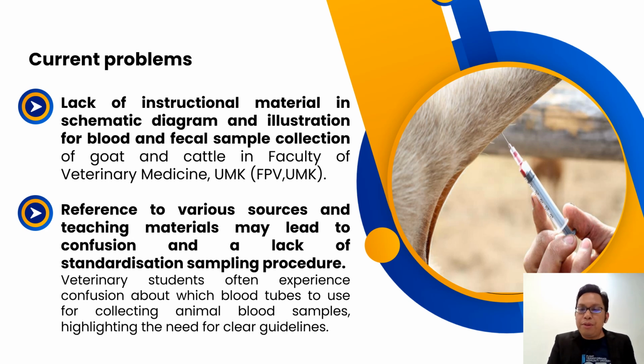What are the current problems that we are facing right now? There is a lack of instructional material in schematic diagram and illustration for blood and fecal sample collection of goat and cattle in FVM UMK, and reference to various sources and teaching materials may lead to confusion and a lack of standardization of sampling procedure. Veterinary students often experience confusion about which blood tubes to use for collecting animal blood samples, highlighting the need for clear guidelines.